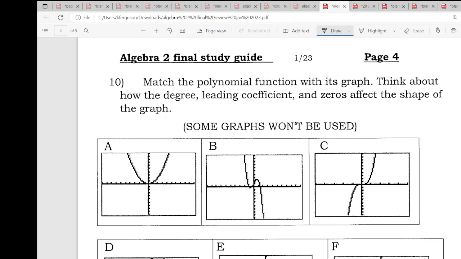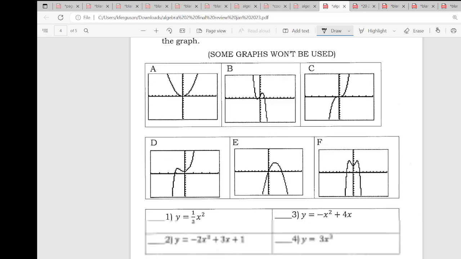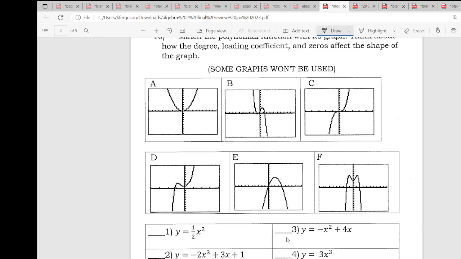So let's look at page 4. So they want us, let's minimize this so you can see a bigger picture. I want to match these four polynomial functions to a graph. Well, all the graphs aren't going to be used, so I just wanted to make sure nobody was confused by that.